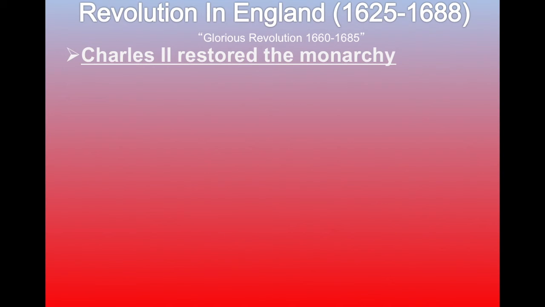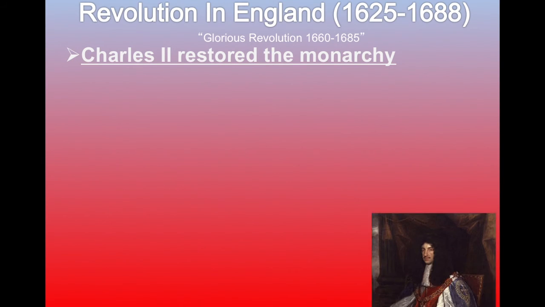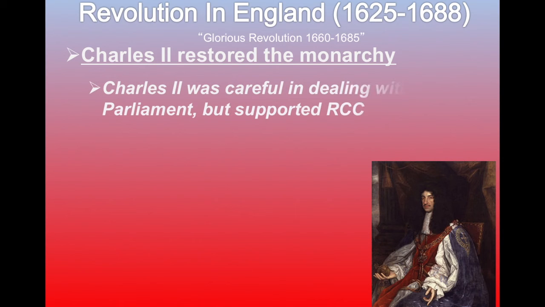So now we have the Glorious Revolution. So that was the English Civil War. Now we have the Glorious Revolution. Charles II will be restored to the monarchy. People start to realize that Oliver Cromwell, his military dictatorship was not a good thing, and so they'll resort to a monarchy, a kingship. Charles II was careful in dealing with Parliament, but supported the Roman Catholic Church, and so this government support of religion would become an issue in England. However, he's very careful in dealing with Parliament. He does not want to lose his head like his father had.